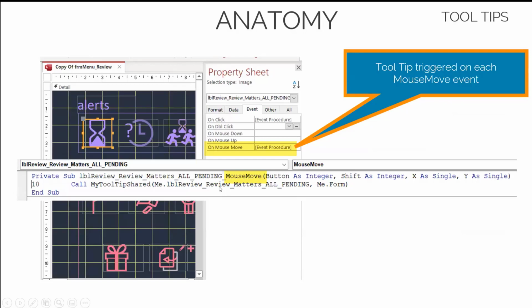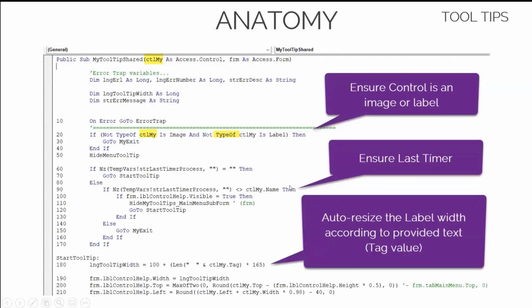So as we move our mouse above an icon, we call this function, my tooltip shared. It's putting in the name of the control and the form. And then what we're doing is ensuring that the control is an image or a label. Now, obviously you're controlling the code, but I just put that in so that when I'm developing, you know, I don't make any mistakes.